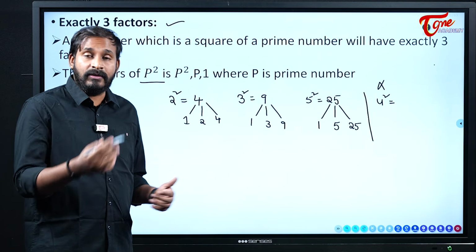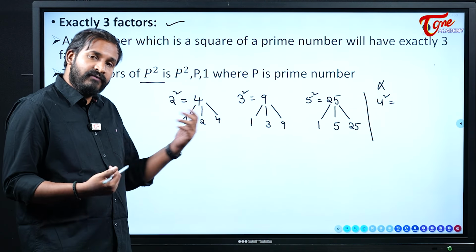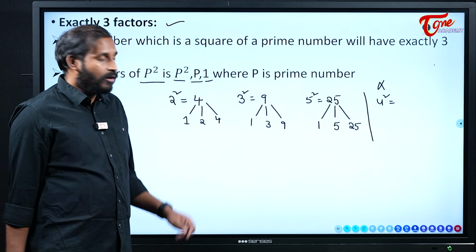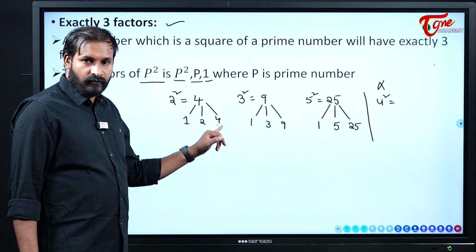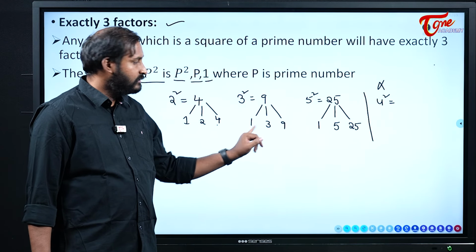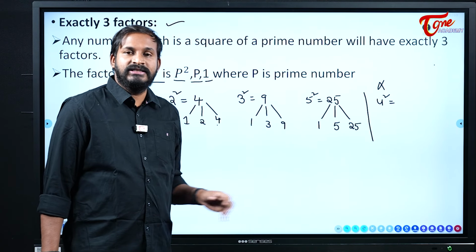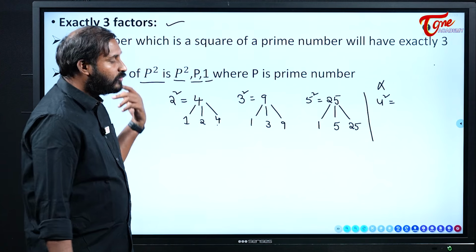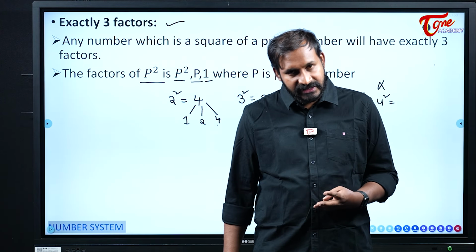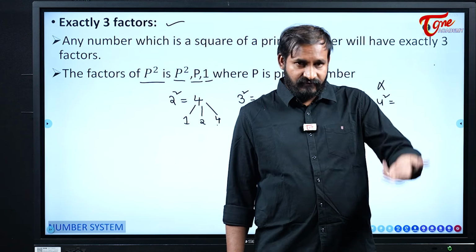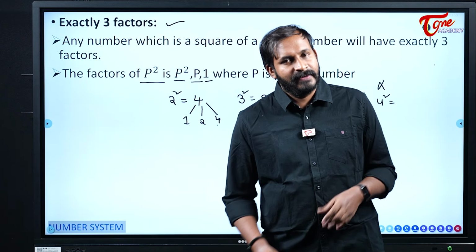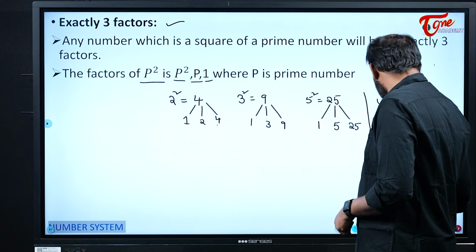Now, remember one more thing. What are those factors? We can even tell their factors. Those factors are p square, p and 1 itself. Now, please see here, p square means 4, 2 and 1. Next, similarly 9, 3 and 1. 25, 5 and 1. These are the factors of those numbers. So, squares of prime numbers will have exactly 3 factors, and those factors are p square, p and 1 itself, where p is a prime number.